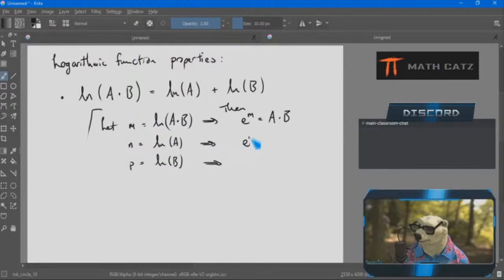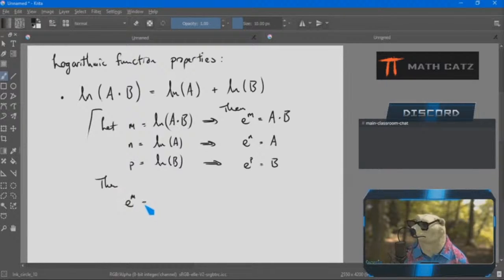Same for the next one. e to the n is going to be a. And same for the last one. e to the p is going to be b. So then if I put it together, a times, sorry, no, not that way.